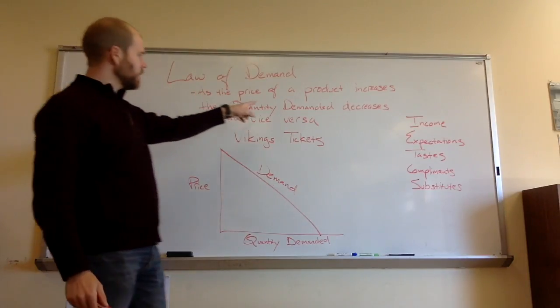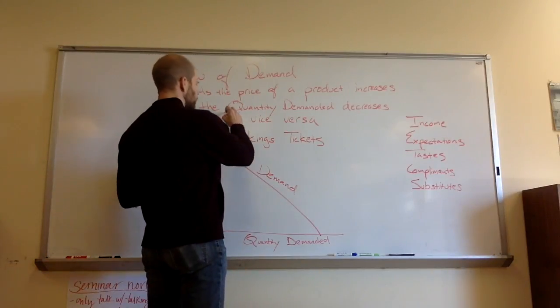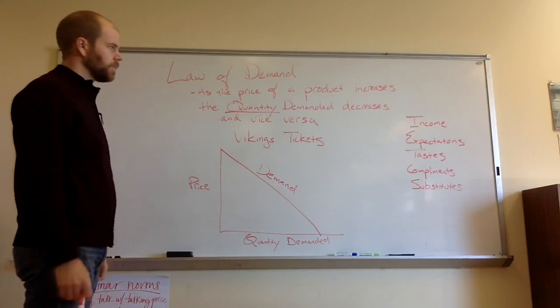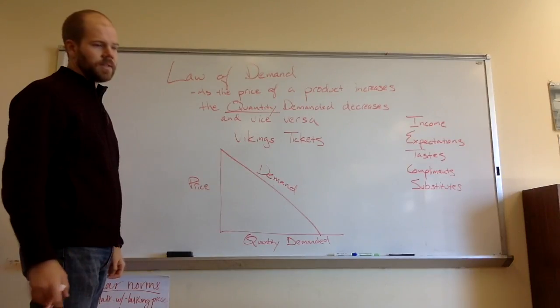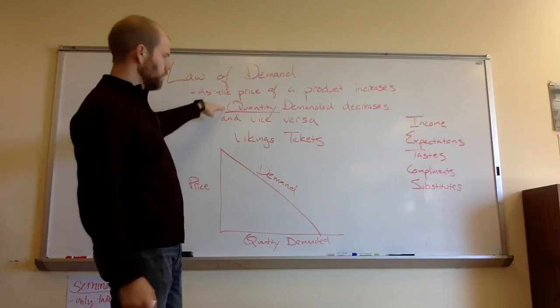As the price of a product increases, the quantity, super important, demanded decreases, and vice versa. So, something gets more expensive, you want to buy less of it. And the number of things, that's the quantity that you want to buy of it, will decrease.